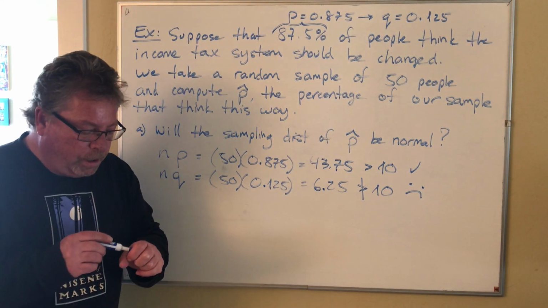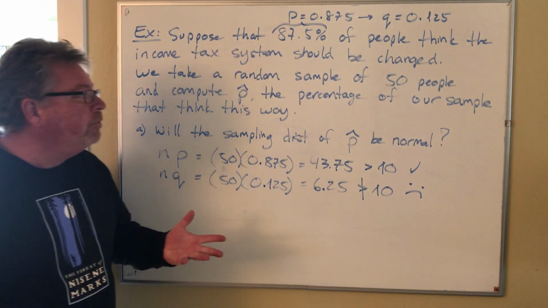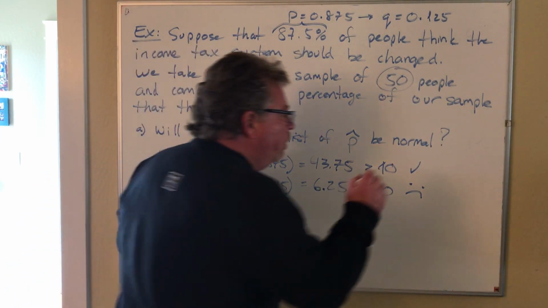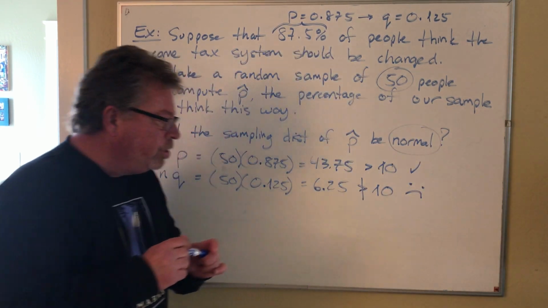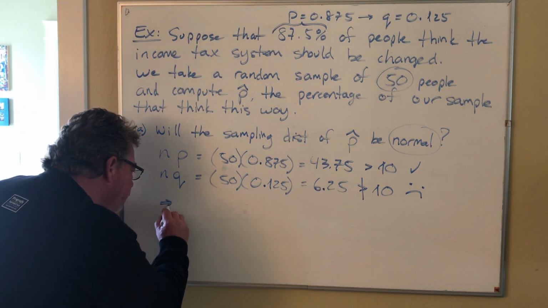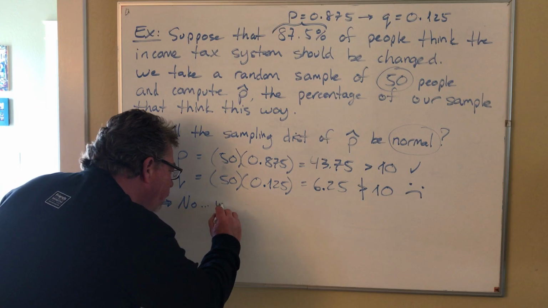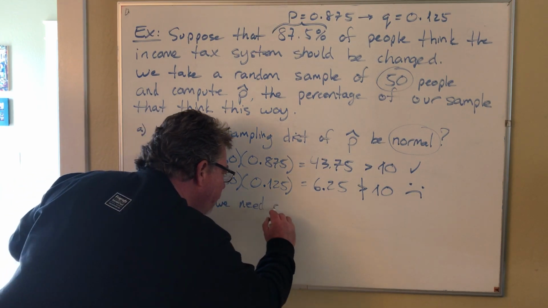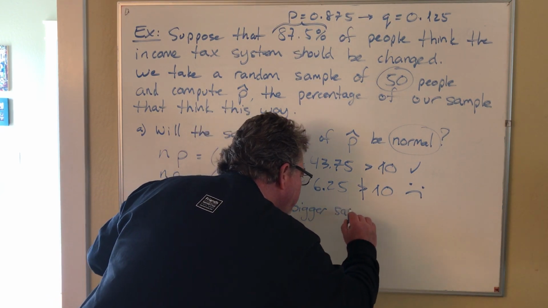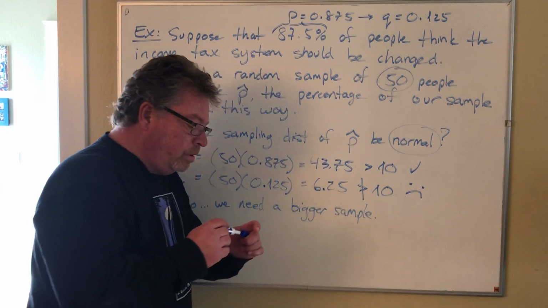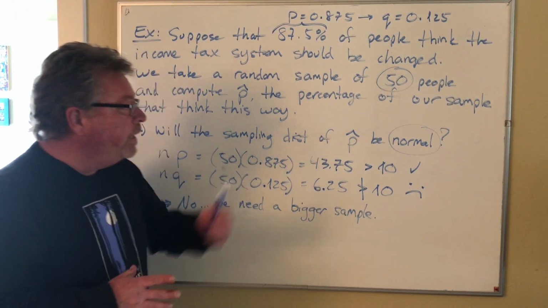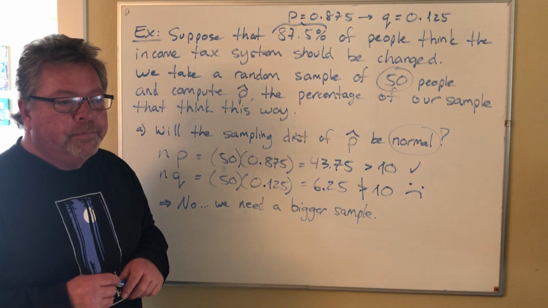This is a situation where our sample size is not big enough. The sample of 50, if you want to be able to work with this as a normal distribution, you need a bigger sample. So the answer to this question is no. We need a bigger sample. So what do we do? We stop with this example. We really can't do it. Come back to me when you've got a bigger sample, and then we can have some conversation about this.